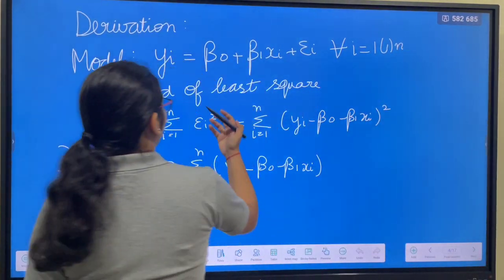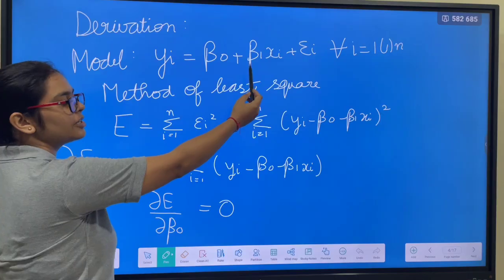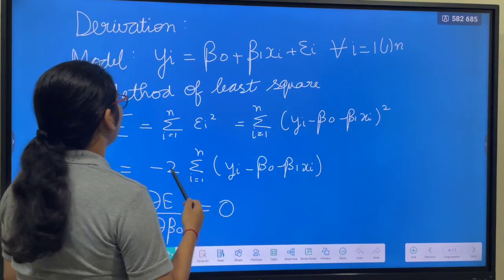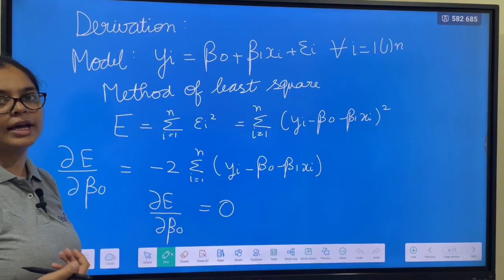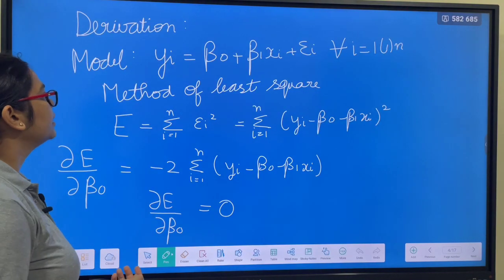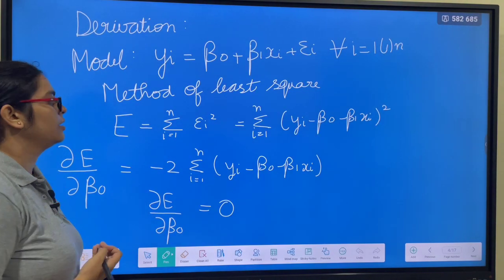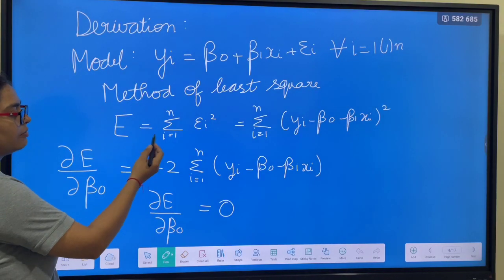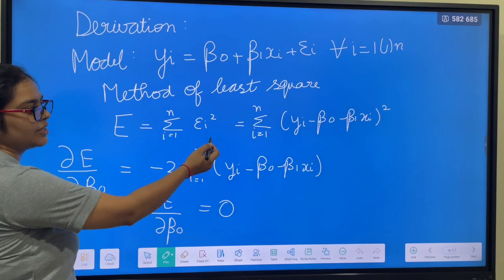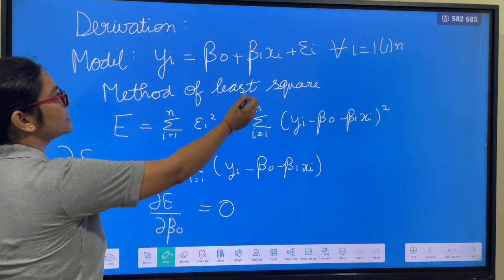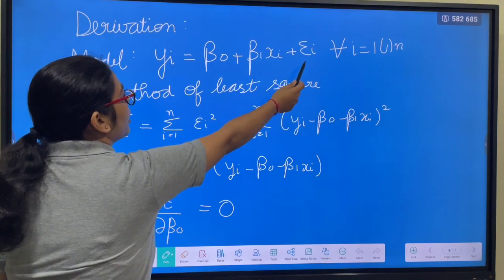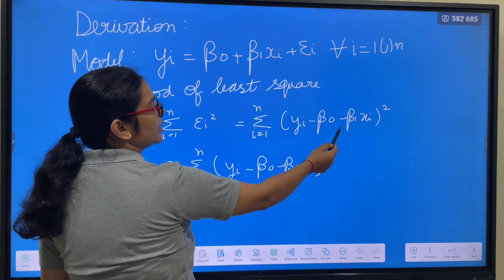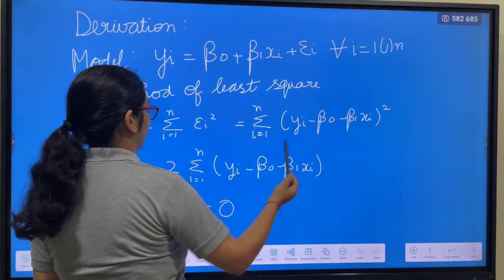So our model is yi equals beta naught plus beta 1 xi plus epsilon i for all i goes from 1 to n. For the derivation or estimation of the model, we will take the method of least squares. So the method of least squares is given by E equals summation i goes from 1 to n epsilon i squared, where epsilon i is nothing but this error term. We will take the value from this, which becomes yi minus beta naught minus beta 1 xi whole square.